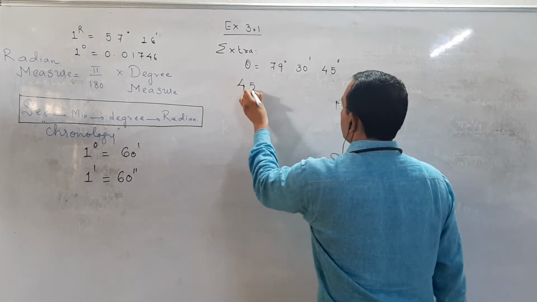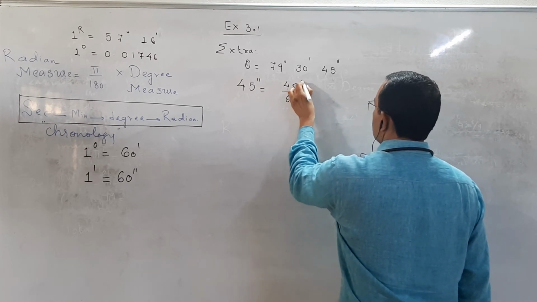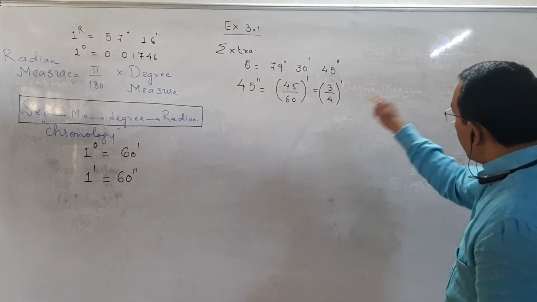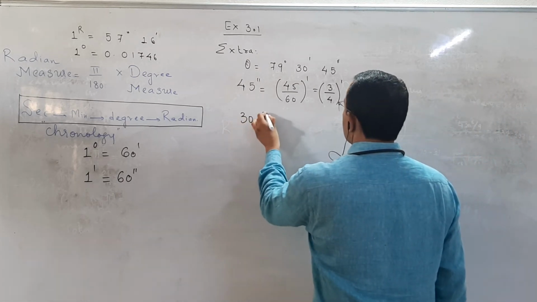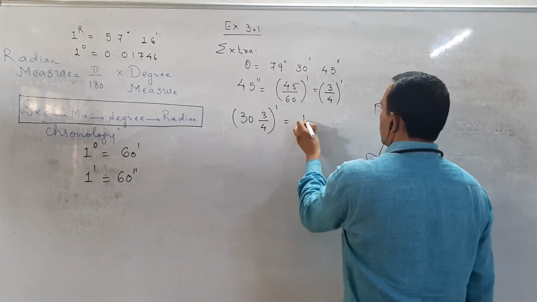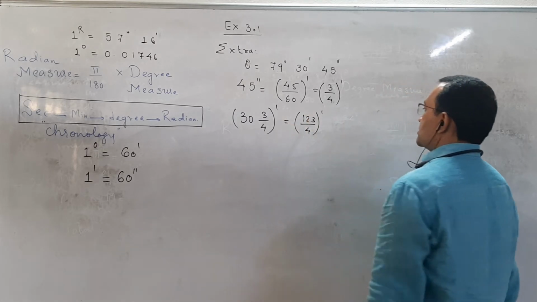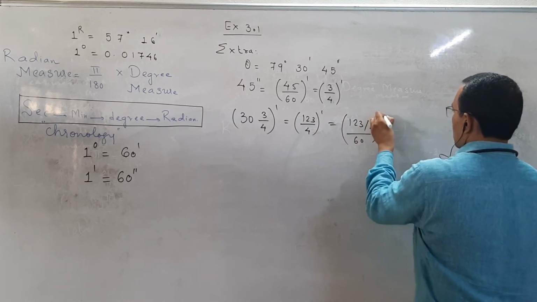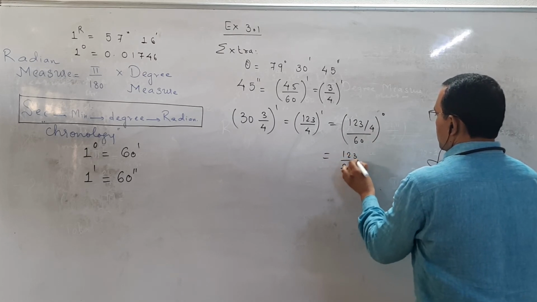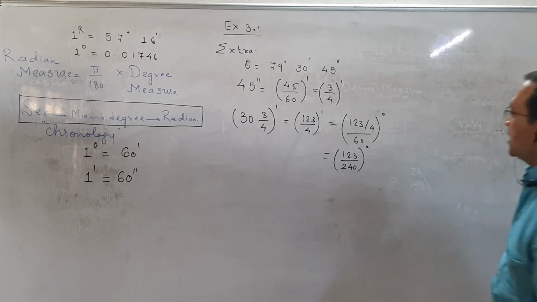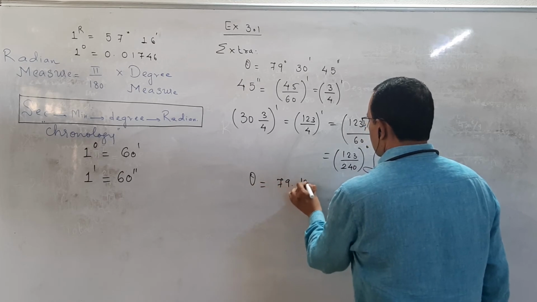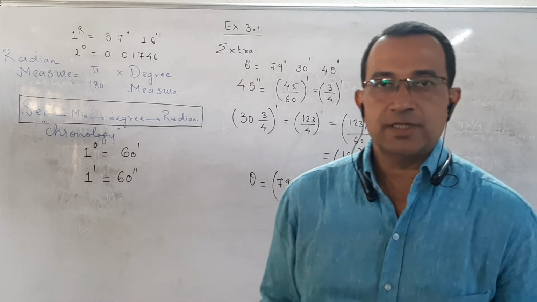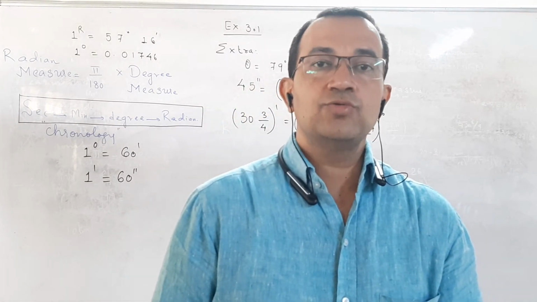So 45 seconds is equal to 45 divided by 60 minutes, and that is 15 3s and 15 4s, so 3 by 4 minutes. Add this as a fractional part to the original minutes. So 30 integer 3 by 4 minutes, so 123 by 4 minutes. And this I want to convert to degree, so divide by 60. So this changes to 123 by 240 degree. Again add this as a fractional part, so theta will be 79 integer 123 by 240 degree. Now convert this to a fraction and multiply by pi by 180, students. You get the answer.